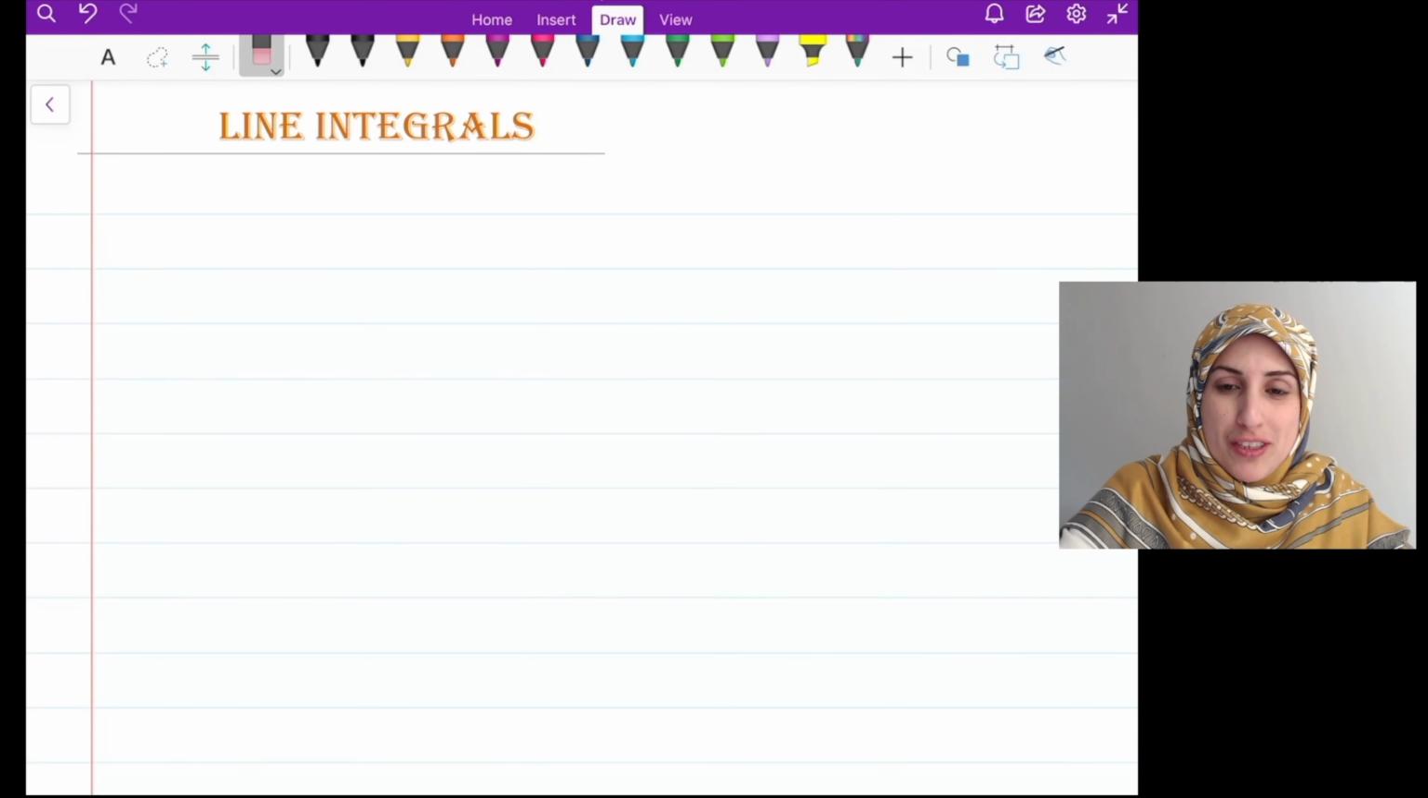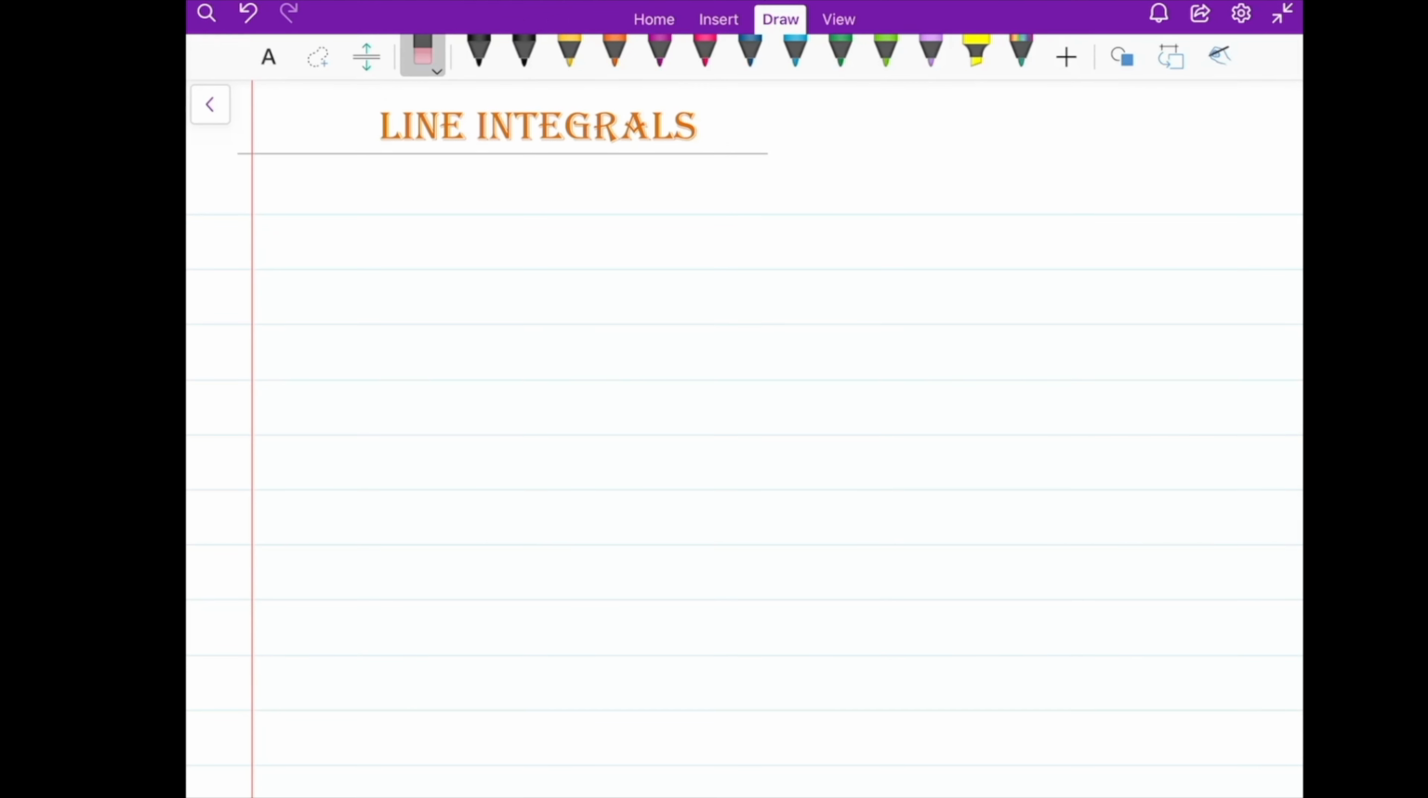This lecture is part of an online course of multivariable calculus, and I'm going to talk about line integrals. So let me start. The goal is this. In the line integral, we want to integrate a quantity over a curve in the plane or in space.